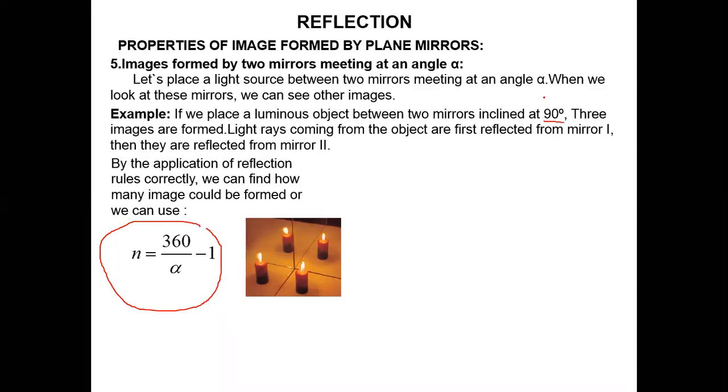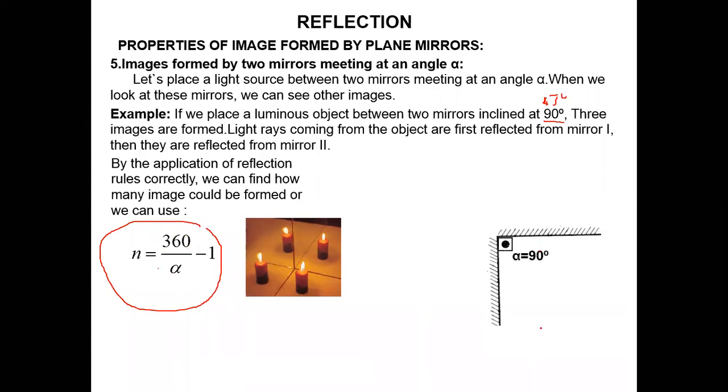If you send the object, let's say at 45 degrees, you're going to say 360 over 45 minus 1, which is going to be 7 images formed in two mirrors. Okay, so this is the formula.